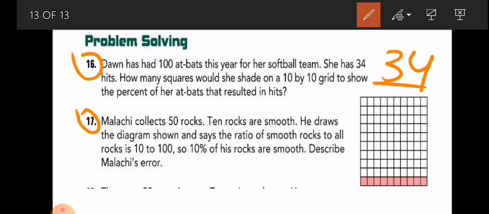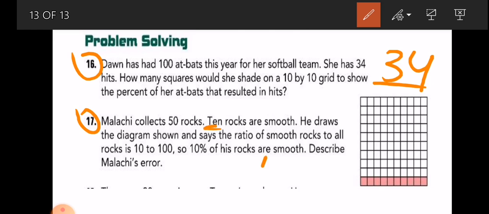Number 17. Malachi collects 50 rocks. 10 rocks are smooth. He draws the diagram shown and says the ratio of smooth rocks to all rocks is 10 to 100. So it's 10% of his rocks are smooth. Describe Malachi's error. I want you to see the diagram here. And Malachi, she collected what? 50 rocks. 10 are smooth.